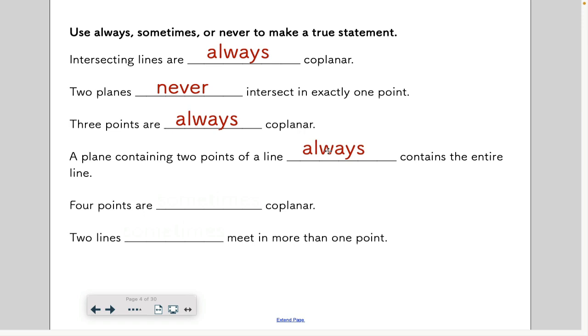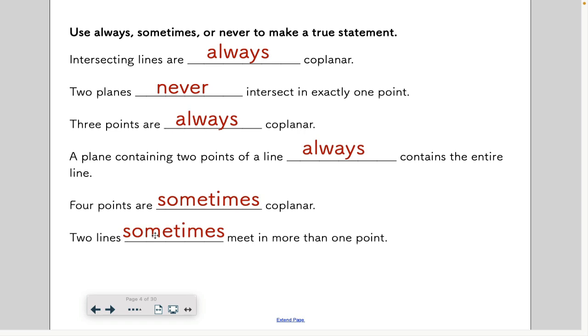Last couple I'll just show you. Four points are, let's all just say our response. 3, 2, 1. Good. We gave that example from the homework. You can have three points and the fourth point can be above or below, so they don't have to be coplanar, although they can. And two lines, I hate this one.